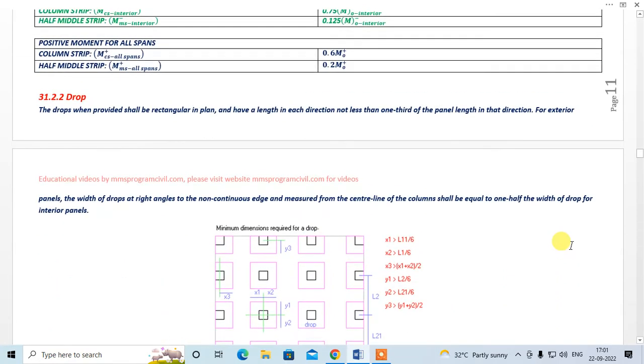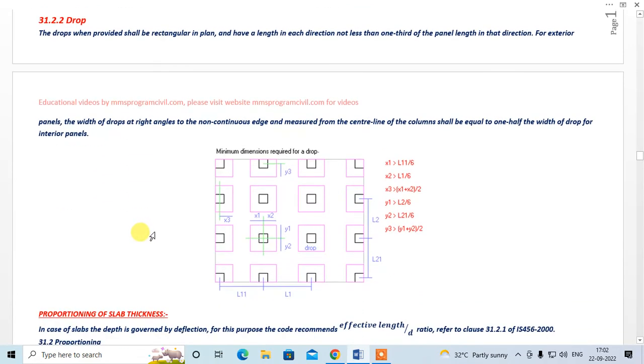Okay. Let me go forward. Drops. The drops, when provided, shall be rectangular in plan and have a length in each direction not less than one third of the panel length in that direction. For exterior panel, the width of the drop at right angle to the non-continuous edge and measured from the center line of the column shall be equal to one half the width of the drop for the interior panel. Let me explain what this means, right?